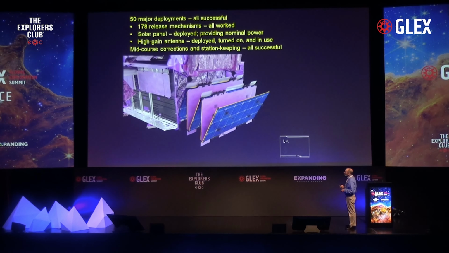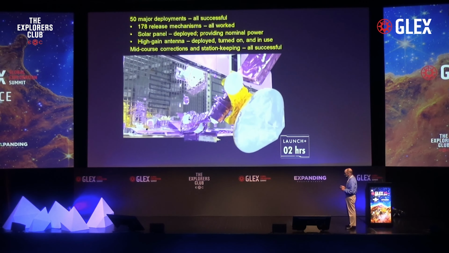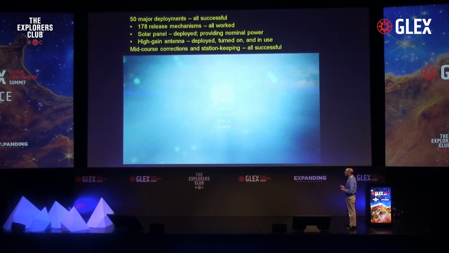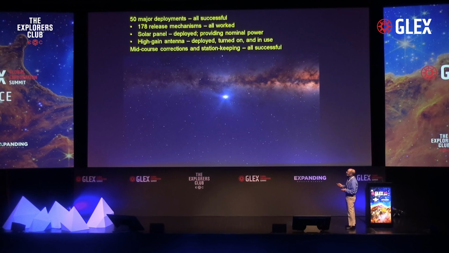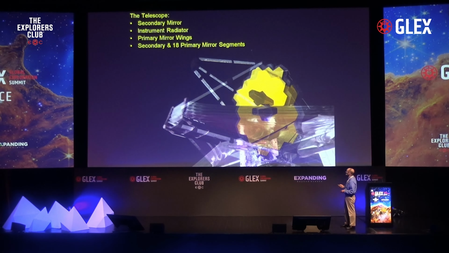All right, we got a great launch. Here are some first deployments. The solar arrays come out so we can become power positive. We're operating on batteries up to that point. You see the high gain antenna come out so that we could begin communicating with the Webb telescope. And this is what the unfolding of the telescope itself looks like. You saw the secondary mirror tripod unfold, and then the wings of the primary mirror unfold much like a round drop leaf kitchen table.